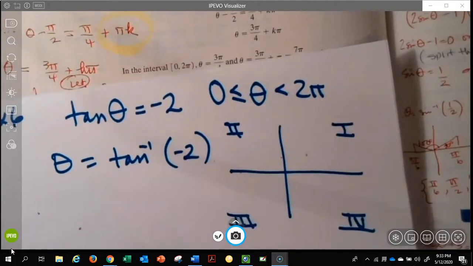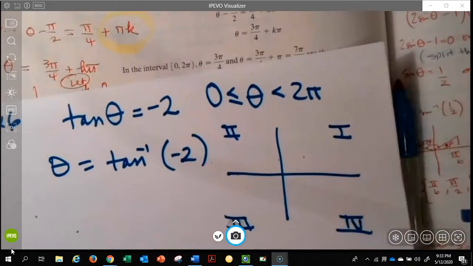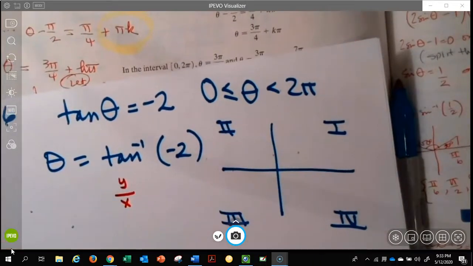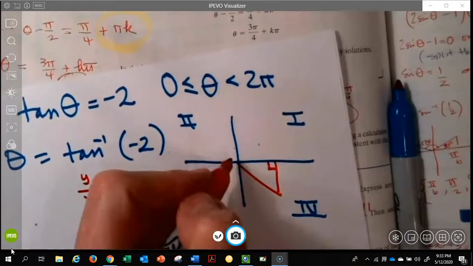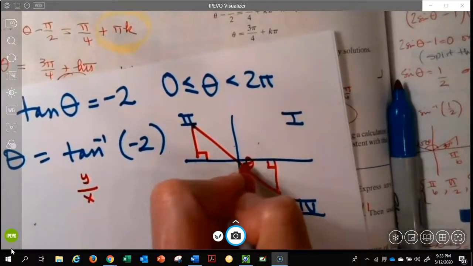So having said that, I'm going to start with the fact that we're doing a tangent that's negative. Tangent's going to be negative when one of its parts, the y or the x, are negative. Not both negative, not both positive. So that's going to put us down here. Or it's going to put us up here. So let me start down here.